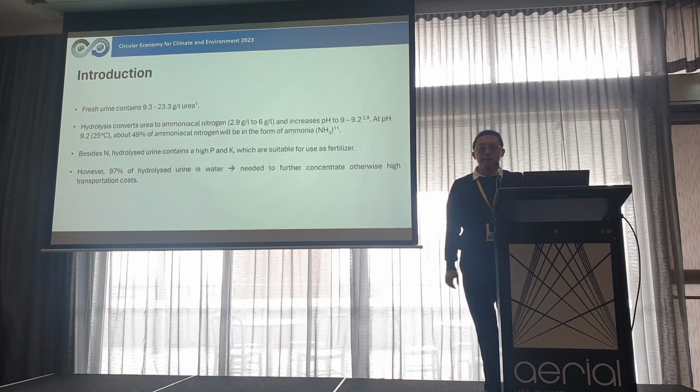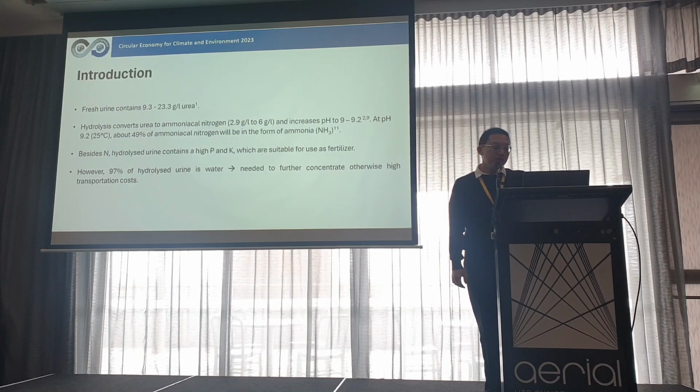We all know that fresh urine contains a lot of urea, 20-something grams per liter. But hydrolysis of urine takes place very quickly, so all of this urea is hydrolyzed to ammonia, ammoniacal nitrogen, and the concentration of ammoniacal nitrogen in hydrolyzed urine is around 3 to 6, and can be even higher. Because of the hydrolysis process, the urine becomes high pH, and at this pH around half of the ammoniacal nitrogen will be in the form of free ammonia.